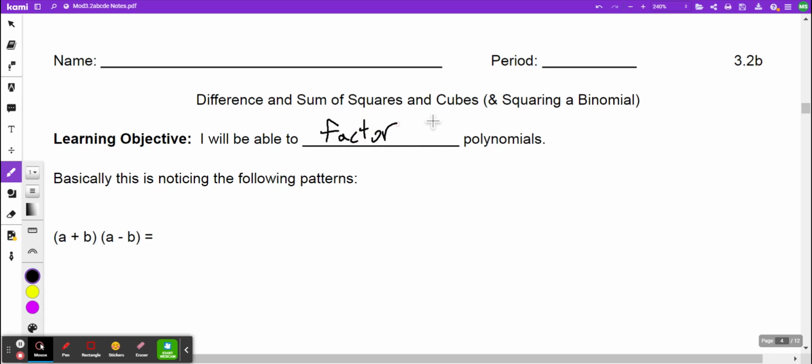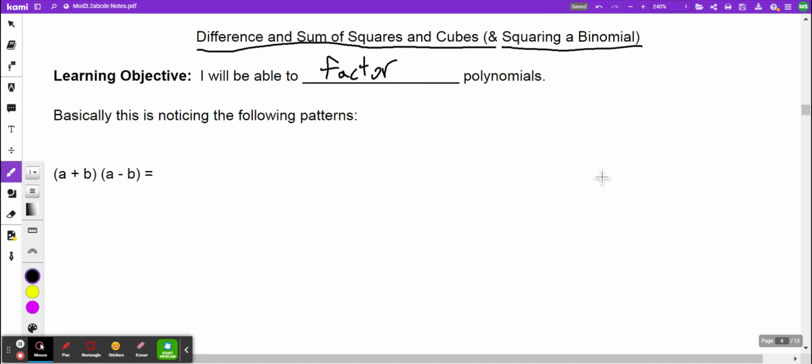And how are we doing it? By understanding the formulas of differences and sums of squares and cubes. Also, we're going to square a binomial, but we'll get to that. So let's look at this. We basically have to start following the patterns.